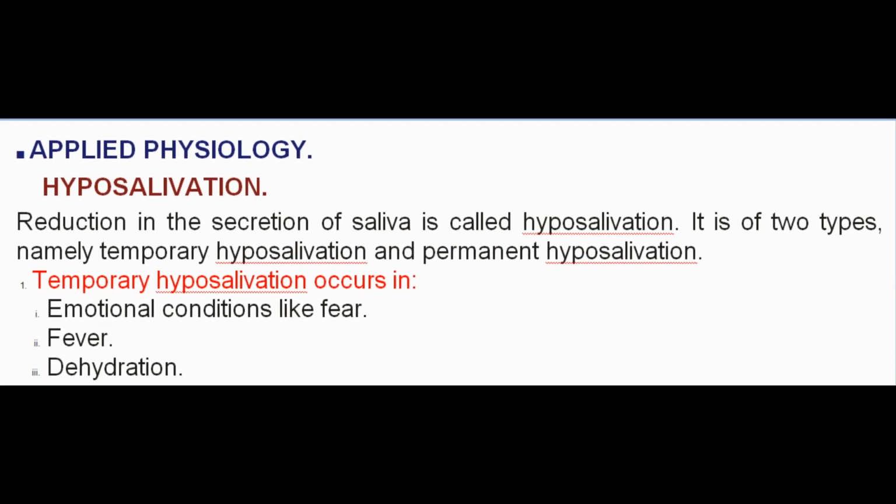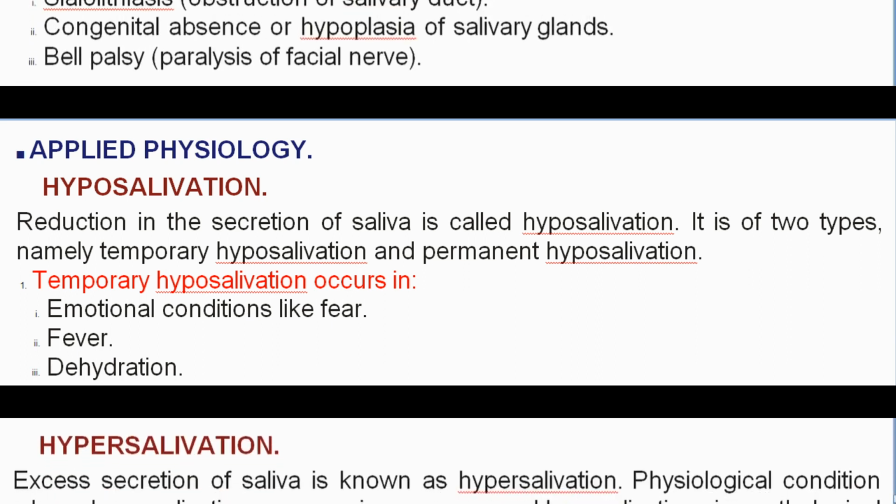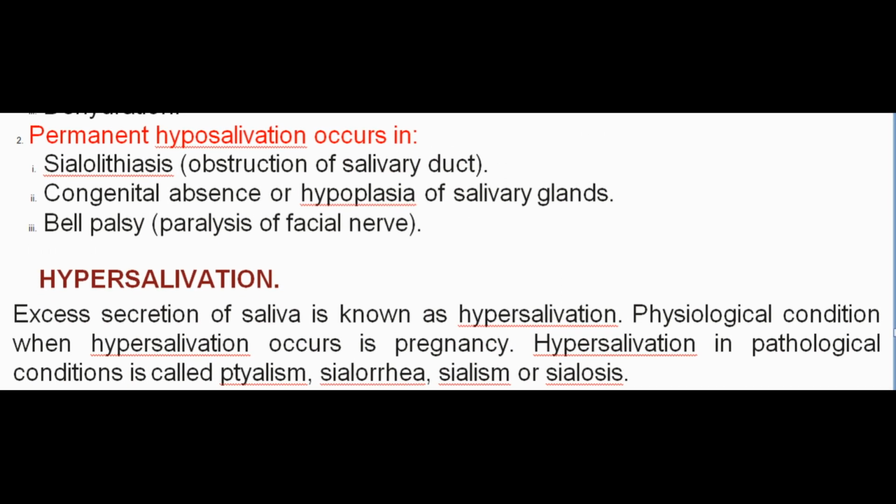Applied physiology. Hyposalivation. Reduction in the secretion of saliva is called hyposalivation. It is of two types, namely temporary hyposalivation and permanent hyposalivation. Temporary hyposalivation occurs in emotional conditions like fear, fever, dehydration. Permanent hyposalivation occurs in sialolithiasis, obstruction of salivary duct, congenital absence or hypoplasia of salivary glands, Bell palsy, paralysis of facial nerve.